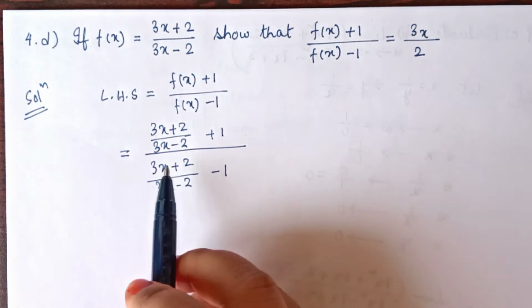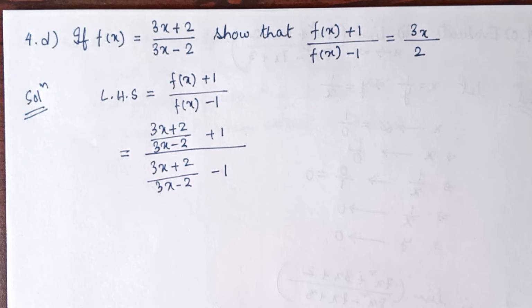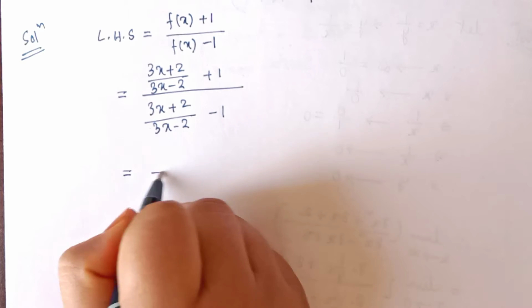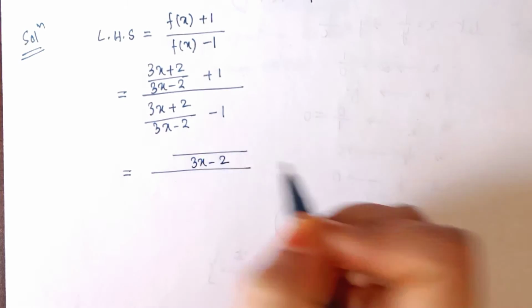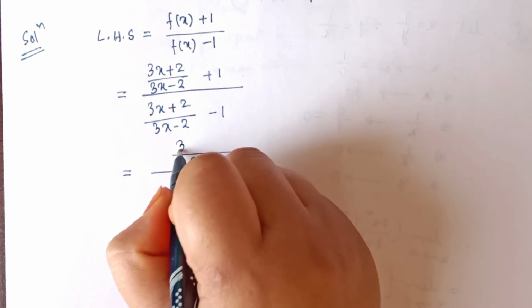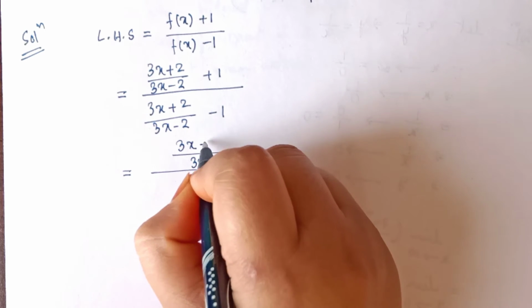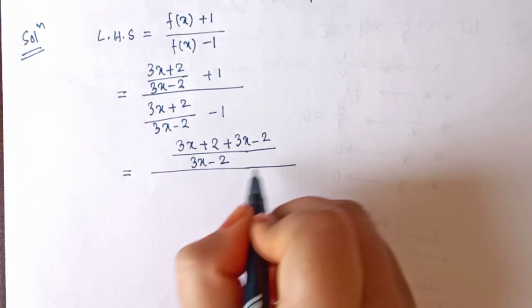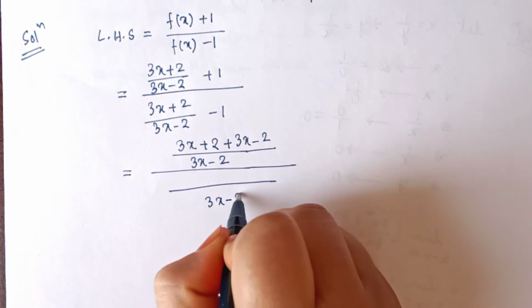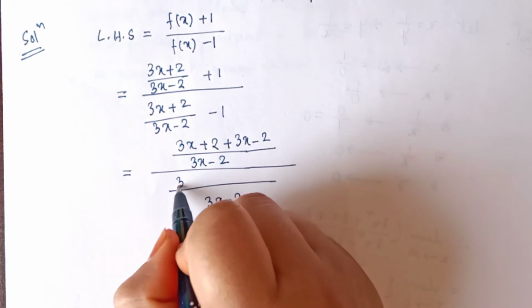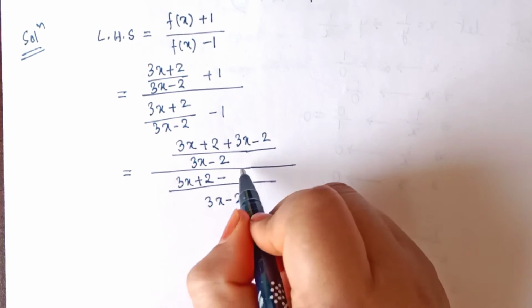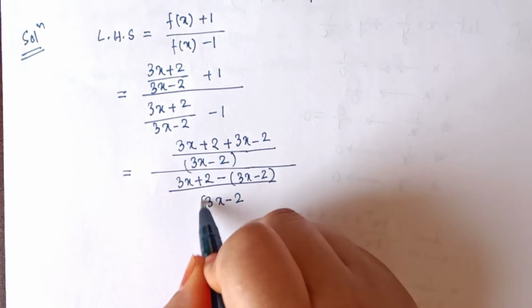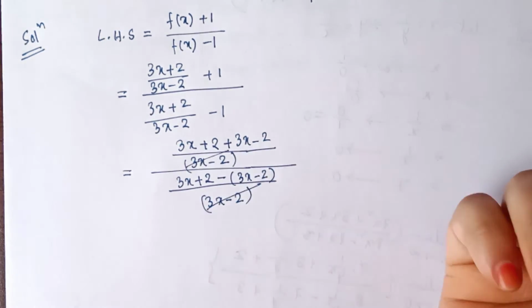Now in both the numerator and denominator we can take the LCM, 3x minus 2. If you take the LCM, the numerator will be 3x plus 2, then plus 3x minus 2. And for the denominator, the LCM is 3x minus 2 and the values will be 3x plus 2 minus 3x minus 2. Now you can see that 3x minus 2 can be cancelled out.